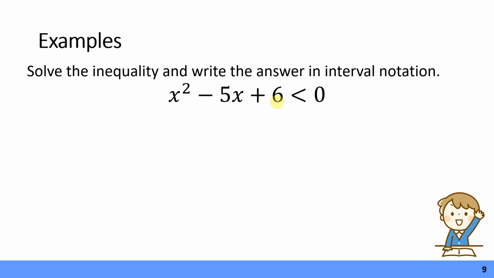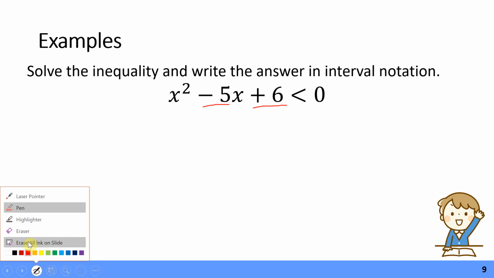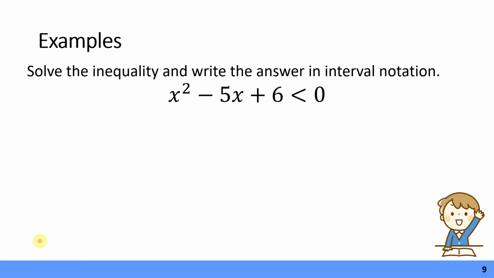In order to factor this out, we're going to have to find two numbers that multiply to 6 and add to negative 5. Again, that goes back to our lesson in factoring. If you need help with that, let me know, or you can just go back to the video on factoring. So two numbers that multiply to 6 and add to negative 5 are negative 2 and negative 3. So this right here is the factored form of the top one.